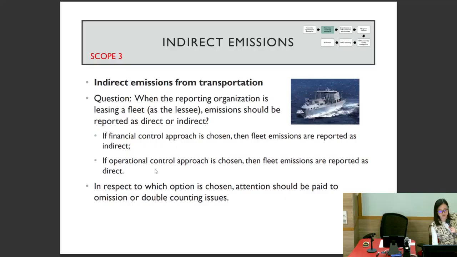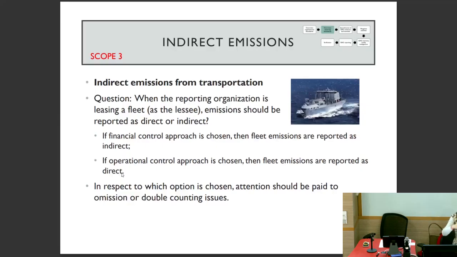But if operational control is chosen, you have control over how to use the fleet, what the operation schedule is, and how far it will travel. It has control of the operation of this fleet, and if you are using operational control, then it will be direct emissions under scope 1. So it is just about how you define the organizational boundary.